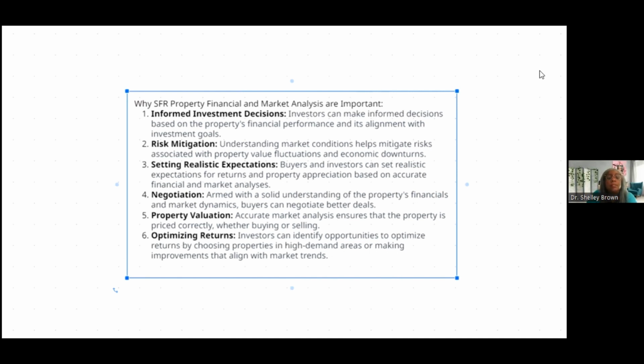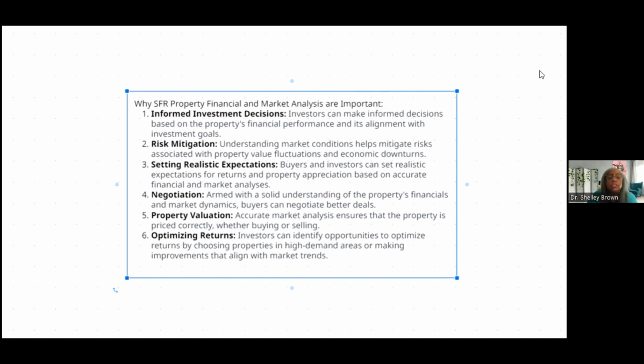This step is important because it's going to help you to set realistic expectations. Buyers and investors can set realistic expectations for returns and property appreciation based on accurate financial and market analysis. So you want to make sure that your returns on investment are in line with what your goals are. You want to make sure that the rent is going to be able to take care of the operating expenses and the mortgage if you have to finance the property.